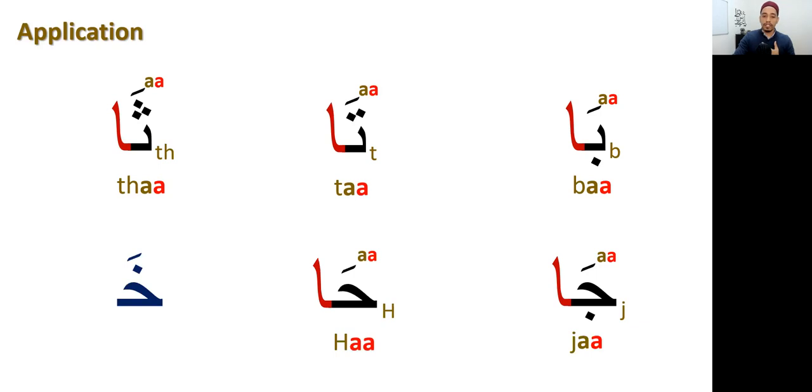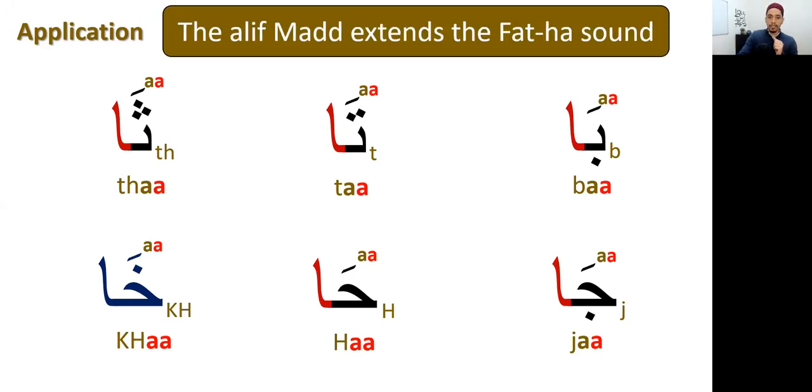Kha. Right, remember we said the letter kha with the fatha is not kha, it's kha. So we have the kh over here with the a, it's kha. We add the alif mad, it becomes khaa. So the alif mad extends the fatha sound.